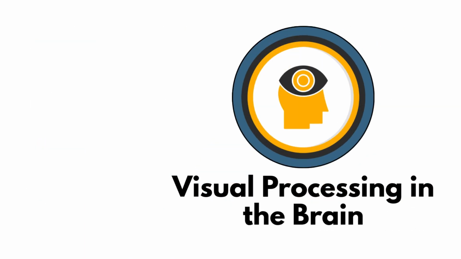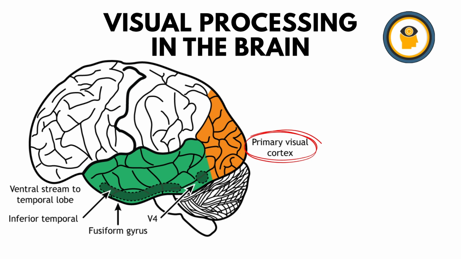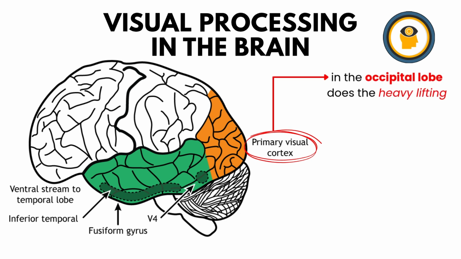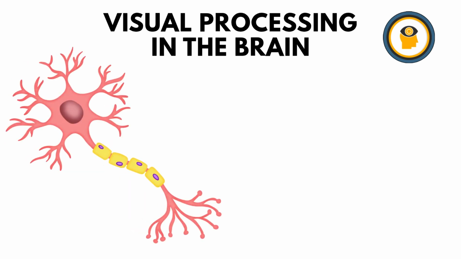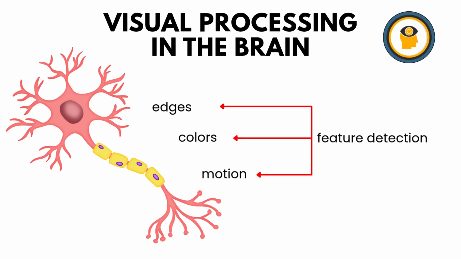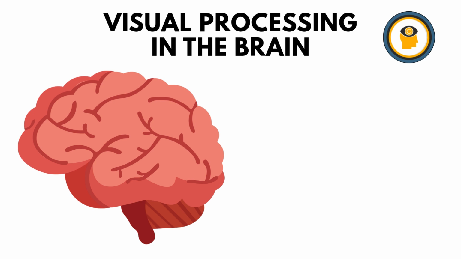Visual processing in the brain. The primary visual cortex in the occipital lobe does the heavy lifting. Specialized neurons detect edges, colors, and motion. This is called feature detection. It's your brain breaking down an image into components so you can instantly recognize a face, a word, or a moving car.